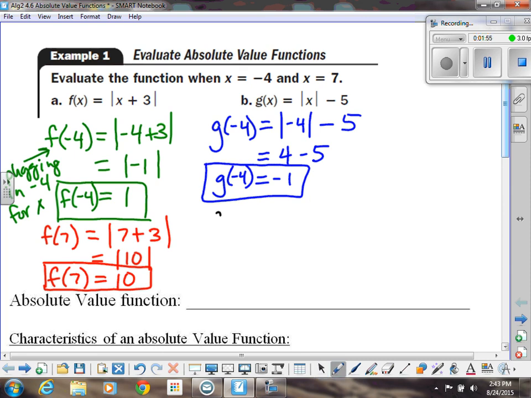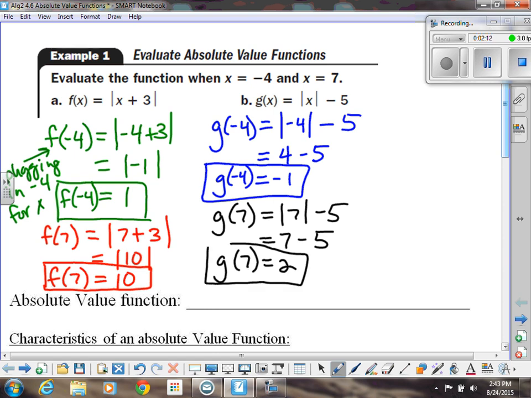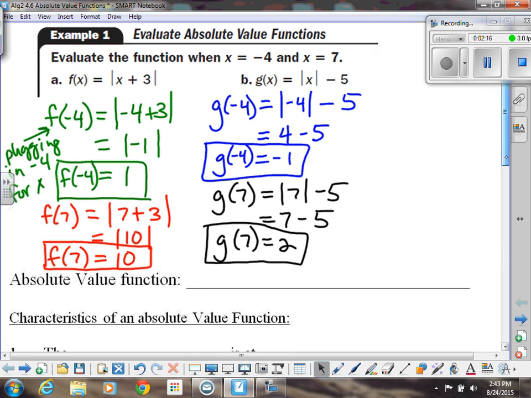And now I'm going to do g of 7. So I'm plugging in 7 into the g function. So first I'm going to do the absolute value of 7, which is +7, and I'm going to subtract 5. So 7 minus 5 is 2. So g of 7 is equal to +2. Now let's talk about the graphs of absolute value functions.